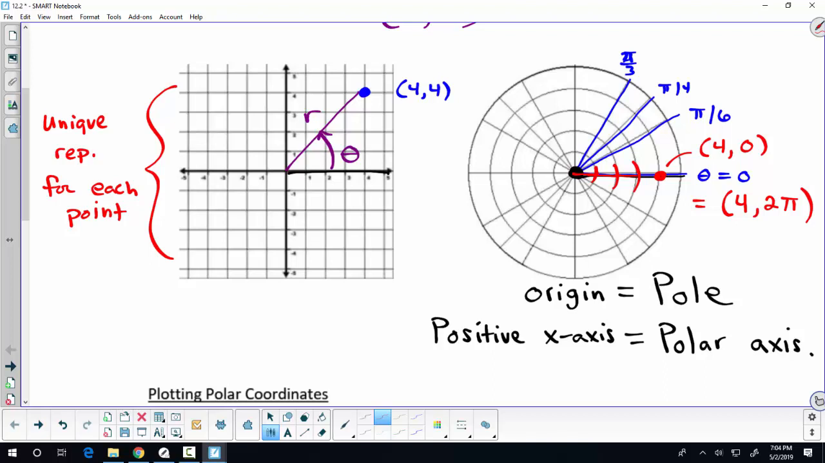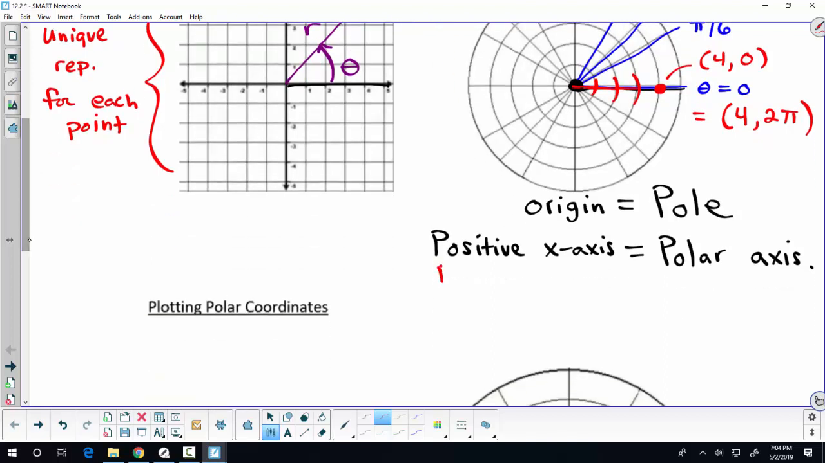Which kind of is one of the main problems. Finding points of intersection isn't that easy because maybe one curve crosses here at (4, 0) and the other curve crosses at (4, 2 pi). So even though they're crossing the same point, if you set them equal to each other or whatever, then you may not actually come up with the other representations for those. So let's just note that here, not a unique representation.